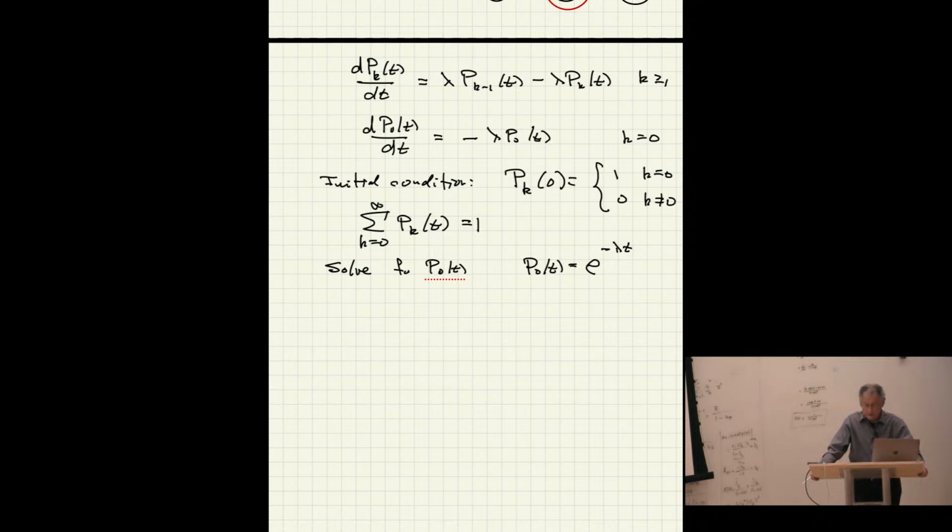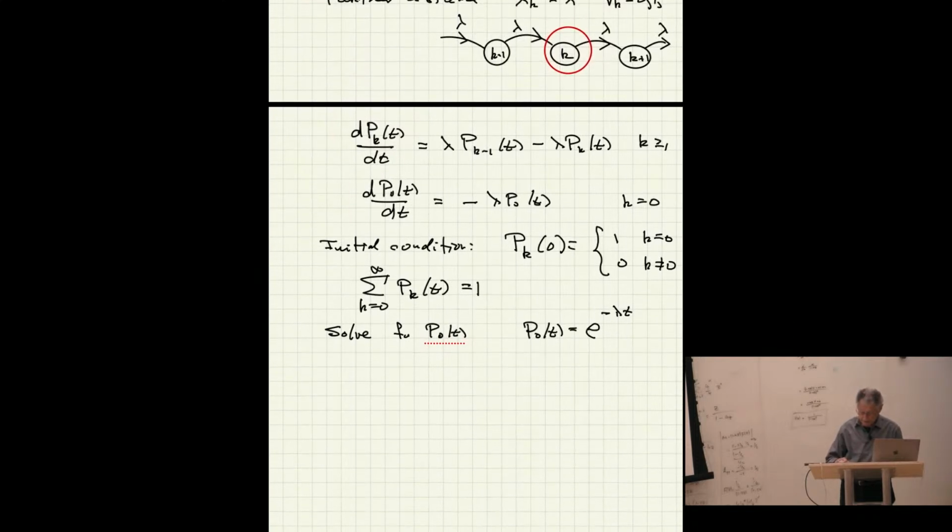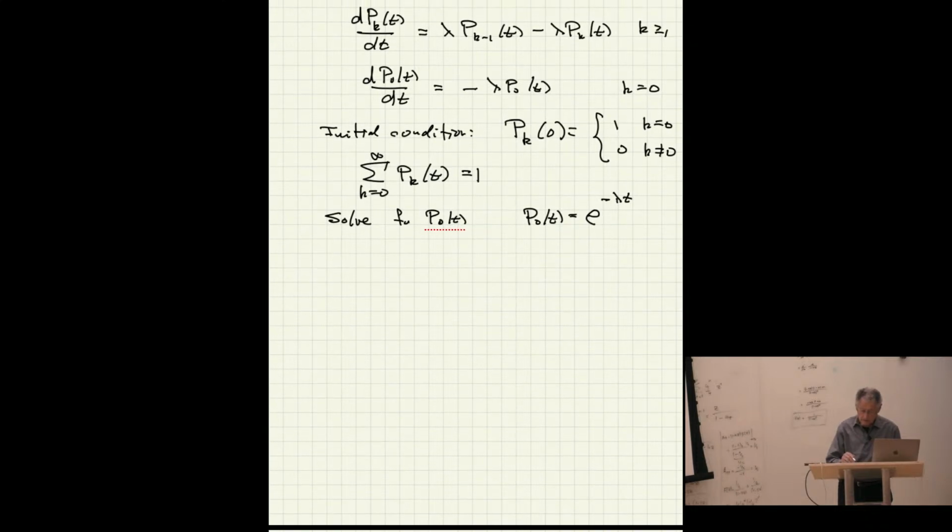Okay, why don't we continue the lecture now? We've gotten to this first equation for p_0(t) from the set of equations we derived trivially for this simple pure birth process. Next step now will be to plug in p_0(t) into the equation on top of the page. Okay?